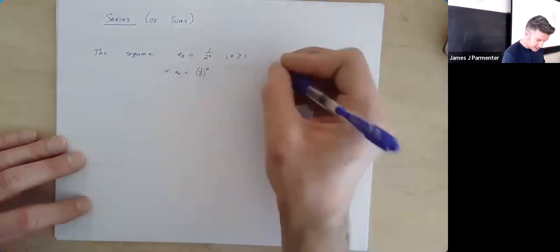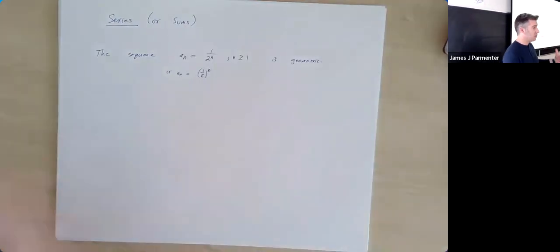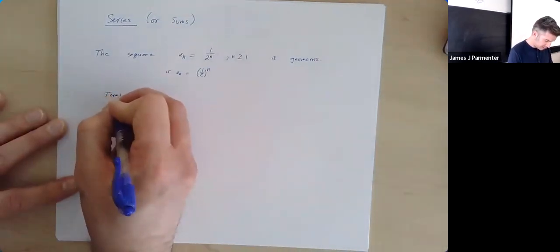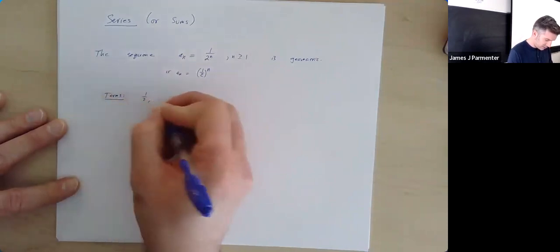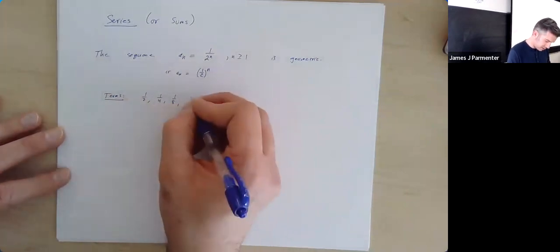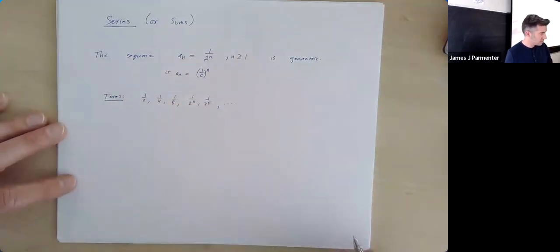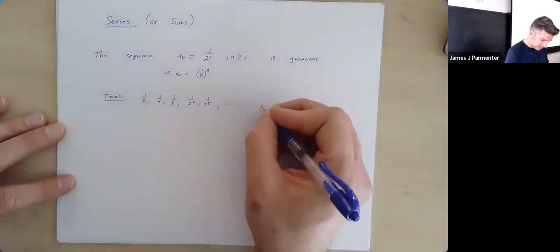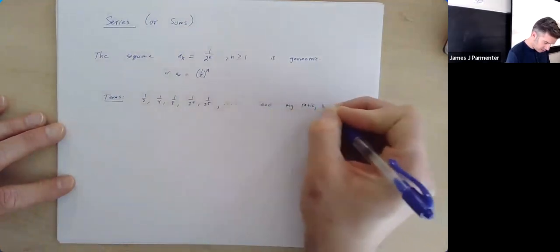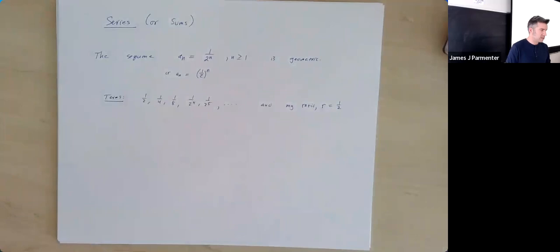In any event, the sequence is geometric. Each subsequent term is just the previous term multiplied by 1 half. So if we start writing out terms, they're going to look like 1 half, 1 fourth, 1 eighth. I usually stop simplifying, so I just write 1 over 2 to the fourth, 1 over 2 to the fifth, et cetera, et cetera. And my ratio, r, is equal to 1 half. That's just the amount we're multiplying each term by to get to the next term.